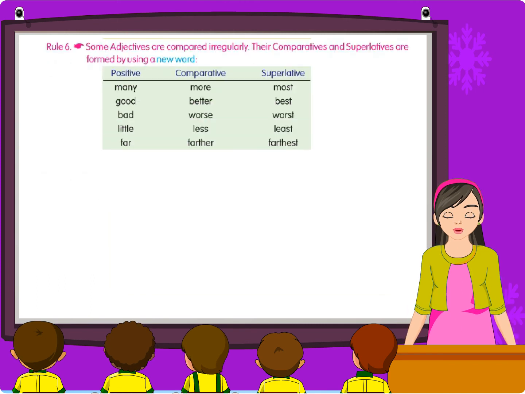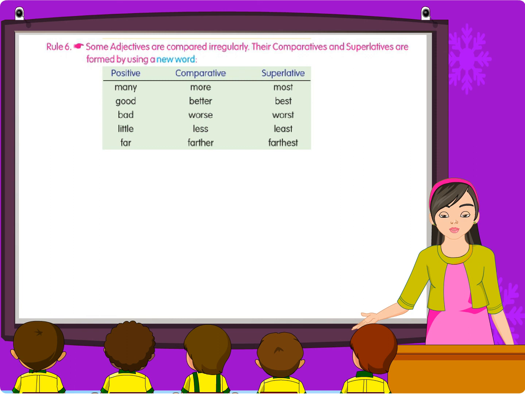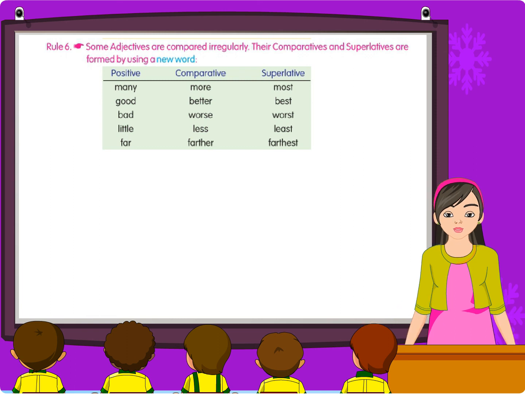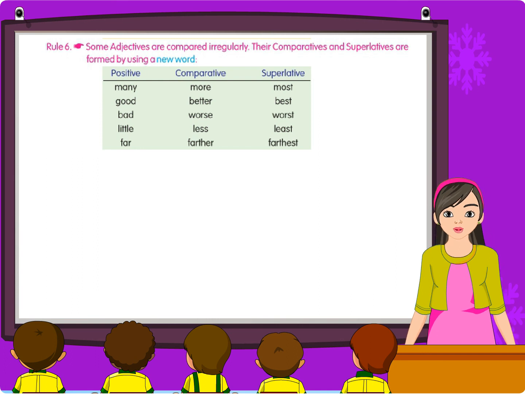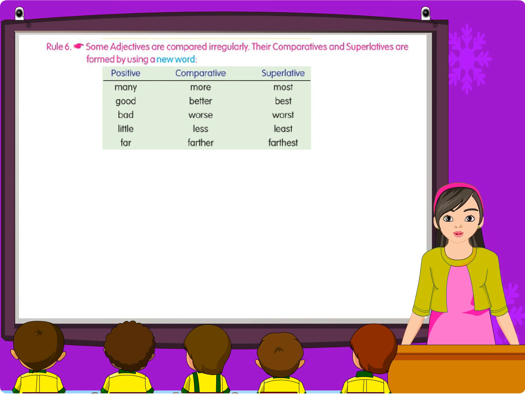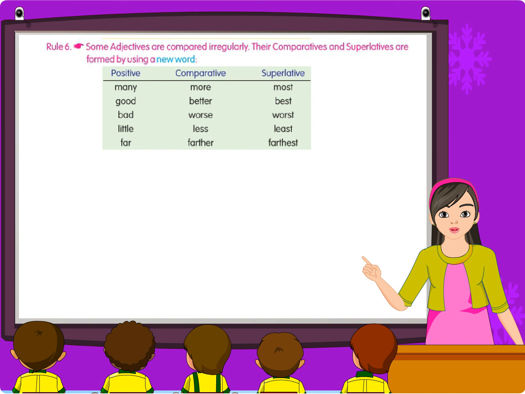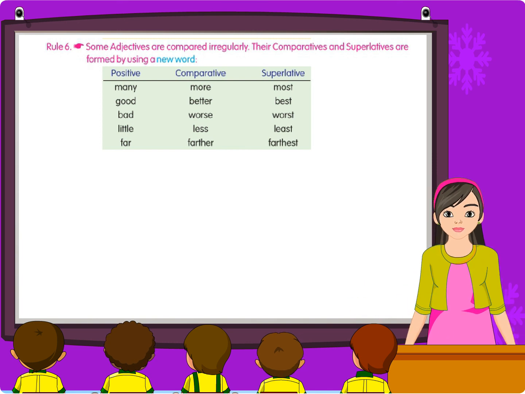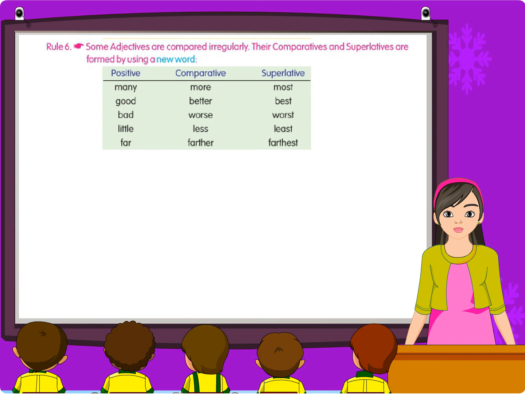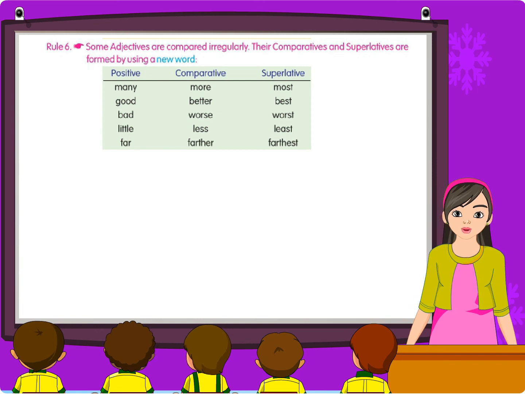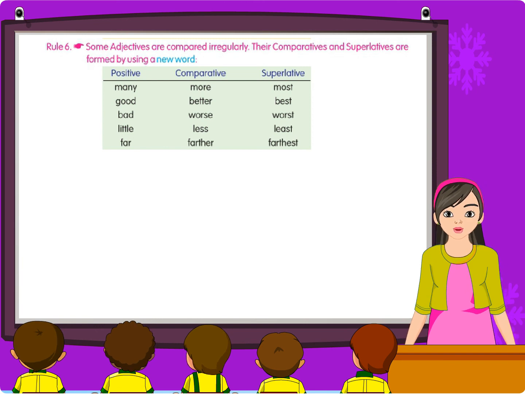Rule 6. Some adjectives are compared irregularly. Their comparatives and superlatives are formed by using a new word. Positive, comparative, superlative. Many, more, most. Good, better, best. Bad, worse, worst. Little, less, least. Far, farther, farthest.